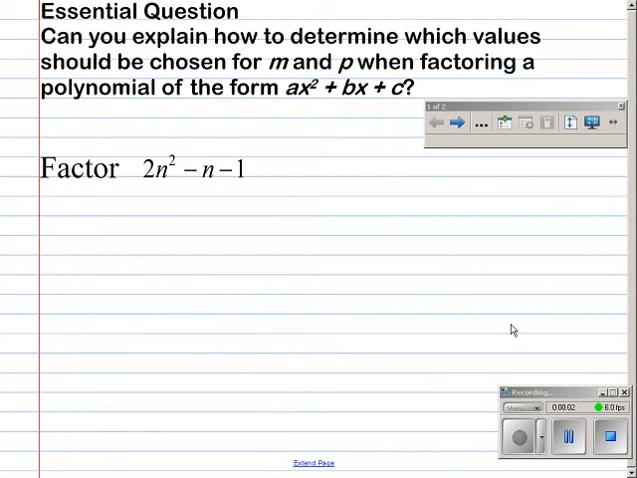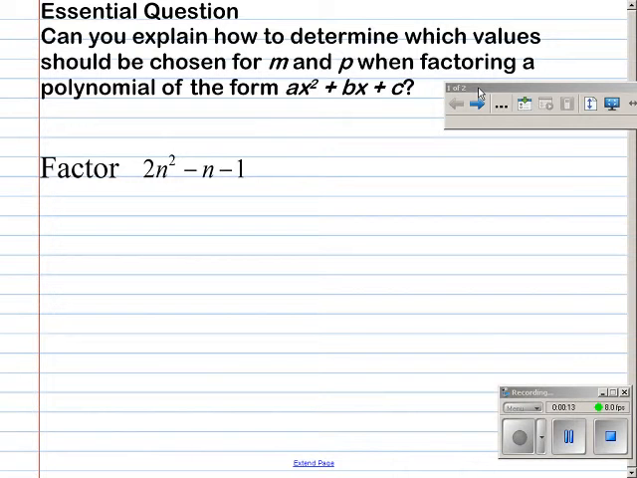Can you explain how to determine which values should be chosen for m and p when factoring the polynomial of the form ax squared plus bx plus c? Now, if you'll notice, the lead coefficient here is 2, so we can't just find the factors of -1 that add up to -1. So we're going to factor this one a little bit differently.